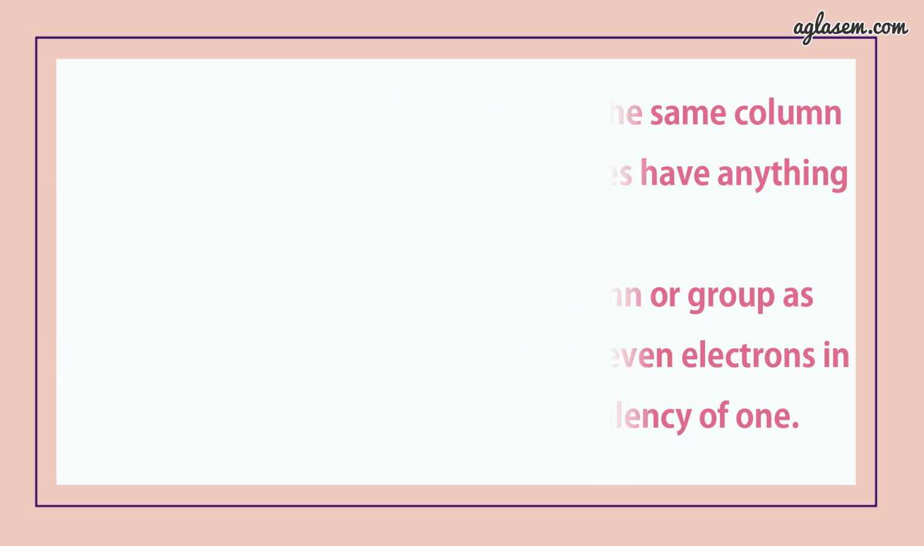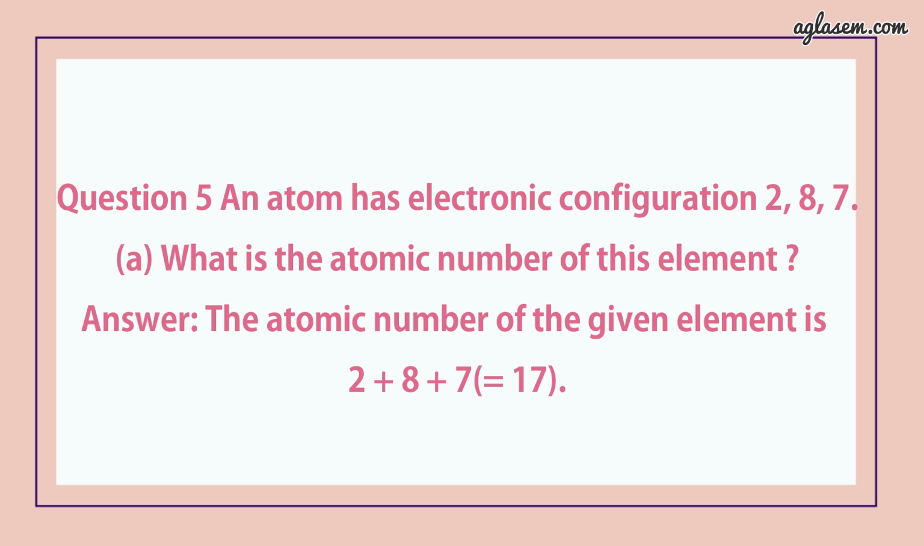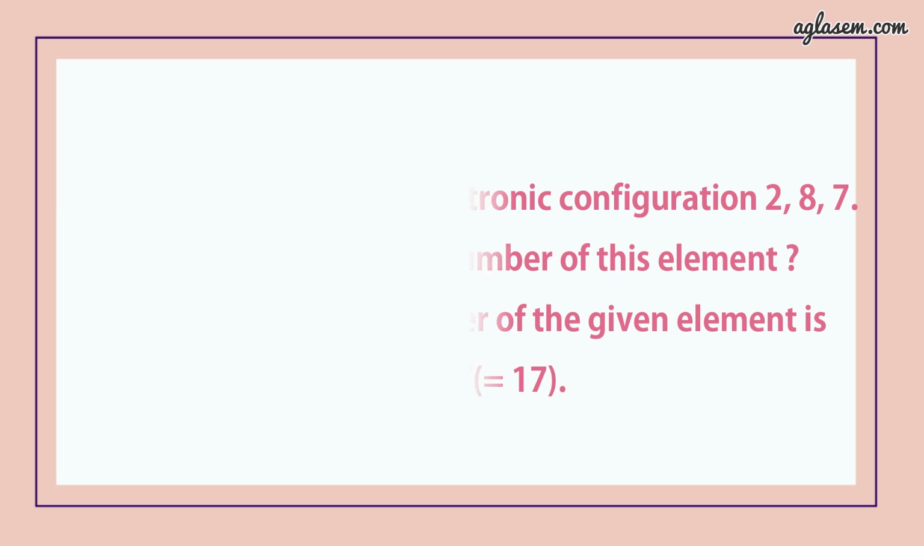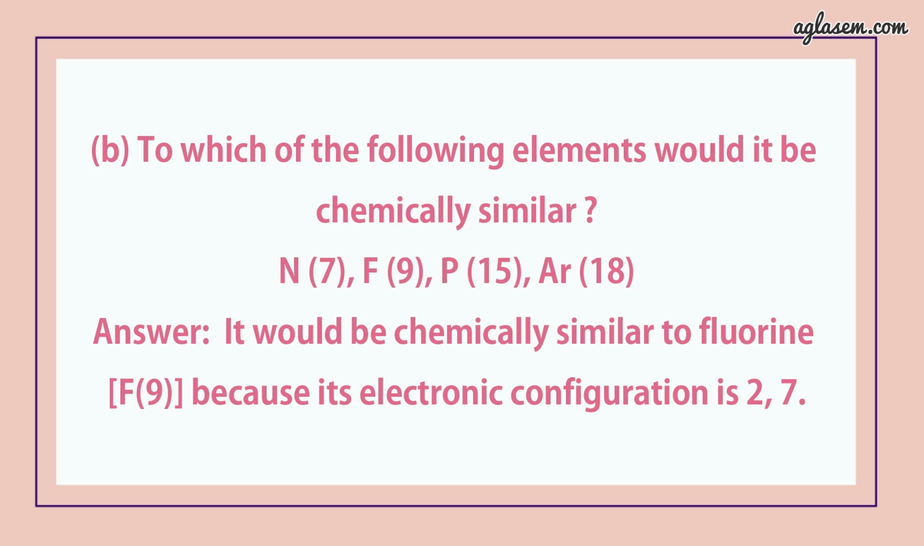Now question number 5 says, an atom has electronic configuration 2, 8, 7. First part says, what is the atomic number of this element? Answer is, the atomic number of this given element is 2 plus 8 plus 7, that will give you 17. Now B part says, to which of the following elements would it be chemically similar? Answer is, it would be chemically similar to fluorine, F, that is 9, because its electronic configuration is 2 and 7.